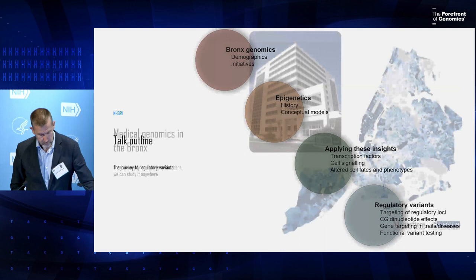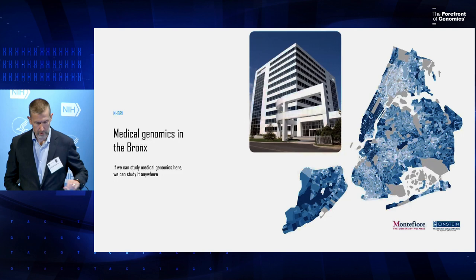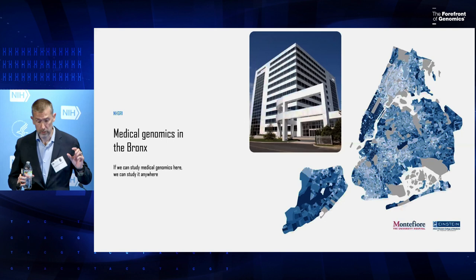So this is the Bronx. This is an income map in the Bronx. And for those of you who don't know New York City, you can see the Bronx because it's at the top and it's quite pale.